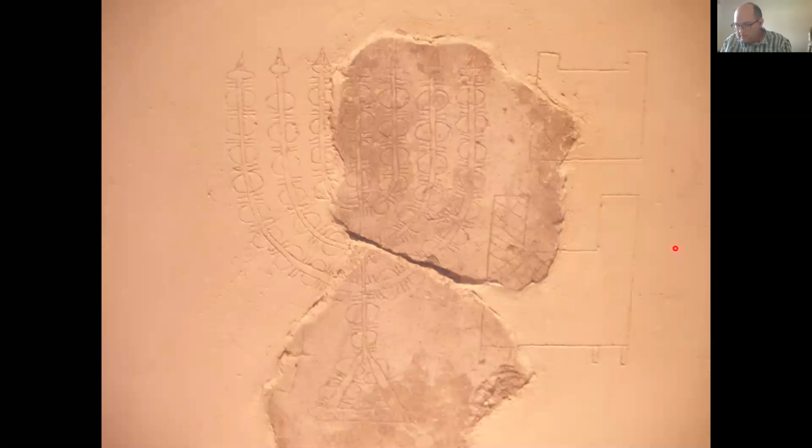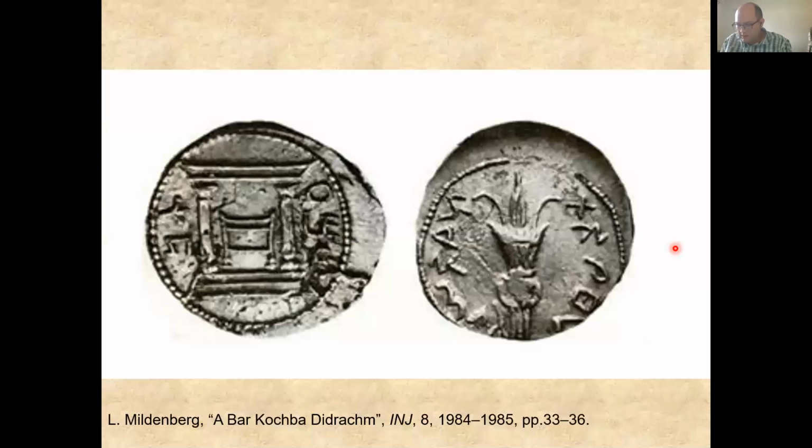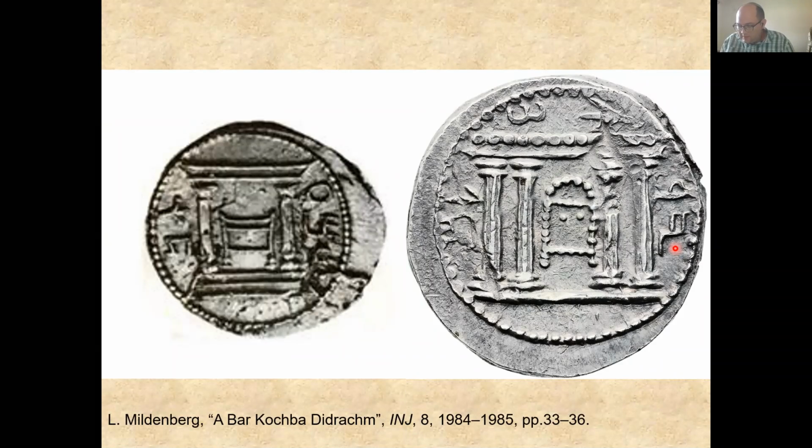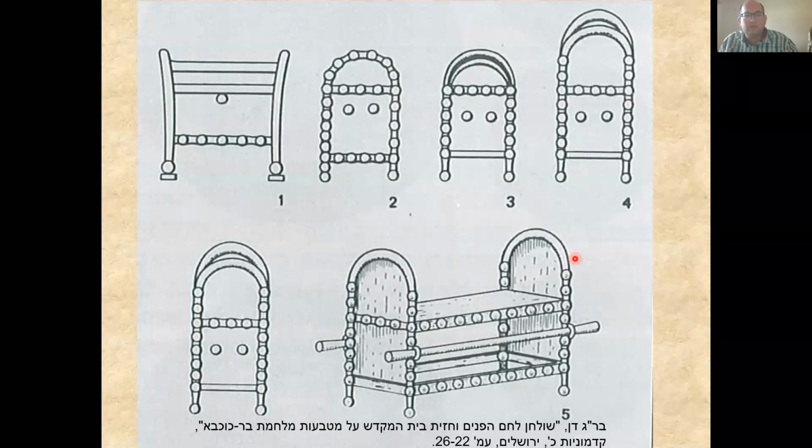If it is the table depicted on the didrachma, it would seem that the object between the columns on the tetradrachma is also the table, shown from its narrow side with its raised and arched ends. So if here we have the table seen from the long side, over here we would have the same table, but seen from the narrow side. And this is an illustration that Barag prepared in his article, where you can see different views of the same object, the Shulchan Lechem HaPanim, and how they were drawn on the coins of the Bar Kokhba revolt.